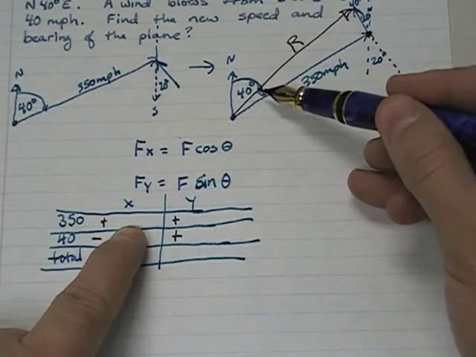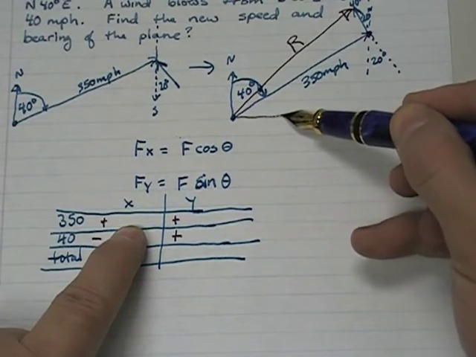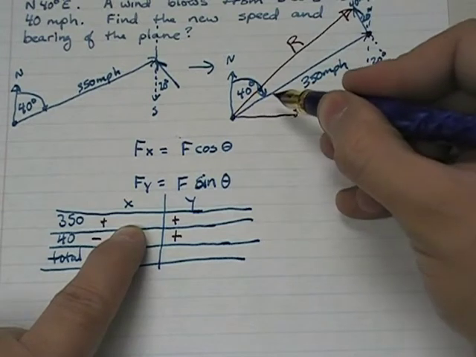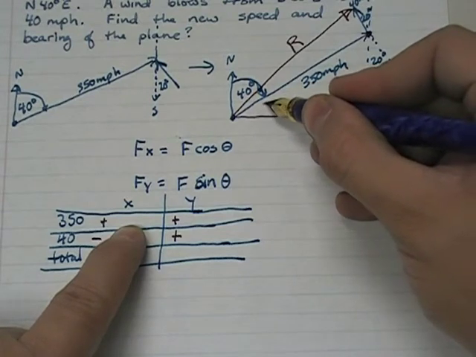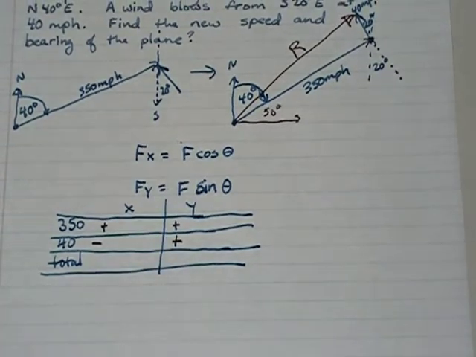It's 40 degrees. We can't use that. We have to find the angle from the horizontal, and that angle from the horizontal is going to be 50 degrees. Okay? Now, why is that? Well, because north and east make a 90-degree angle. So if you're 40 from north, you have to be 50 from east.